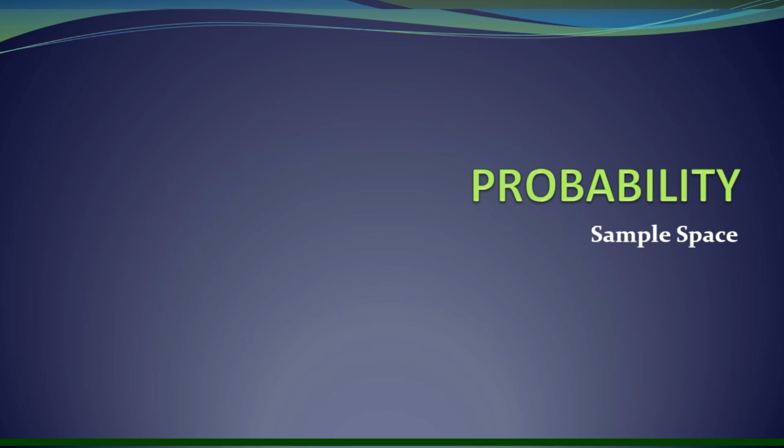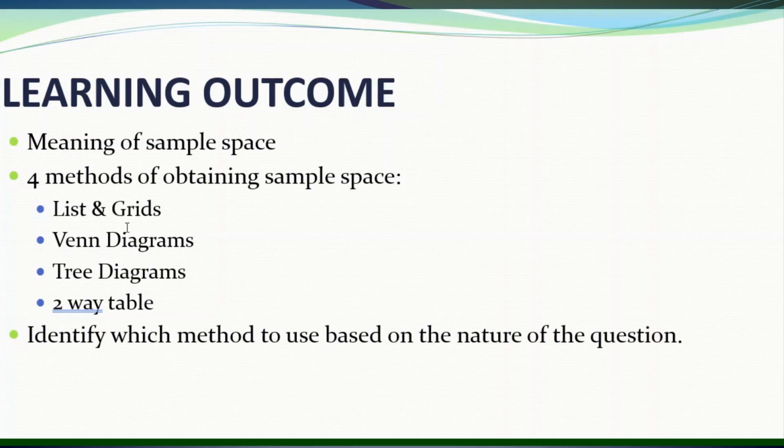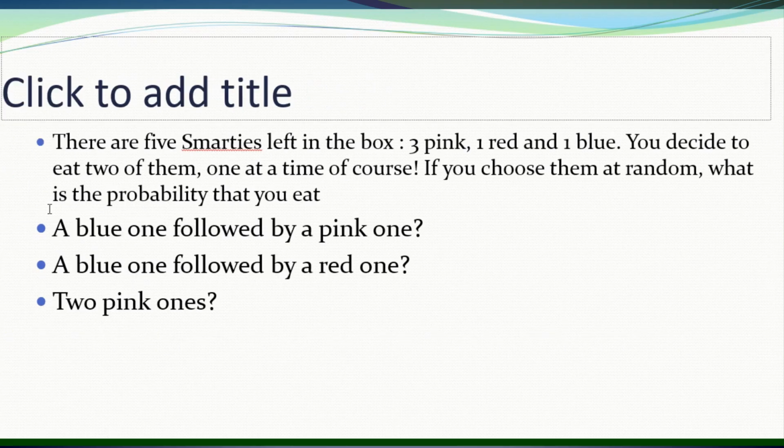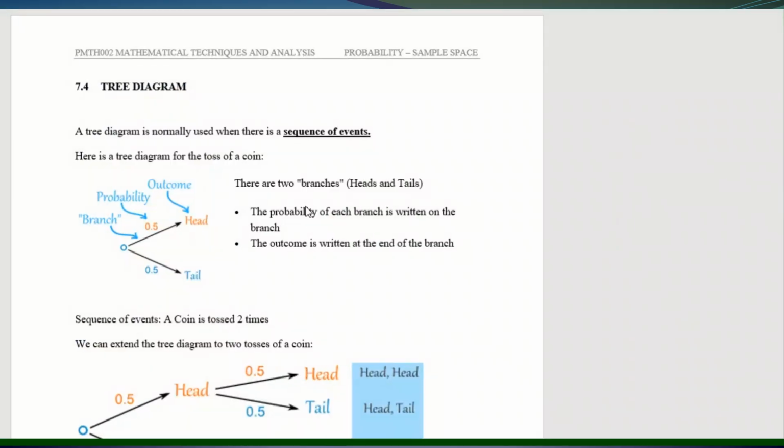Okay, so welcome back to the second part of statistics for sample space. In the last lesson, we completed the first two, which are list and grid and Venn diagram. Today we will complete the tree diagram and two-way table. Today's class will be rather short because these two are not as much as the Venn diagram. Alright, so let's go back to your manual now.